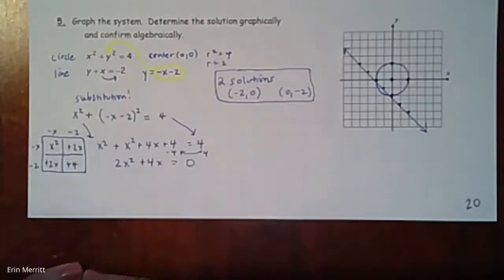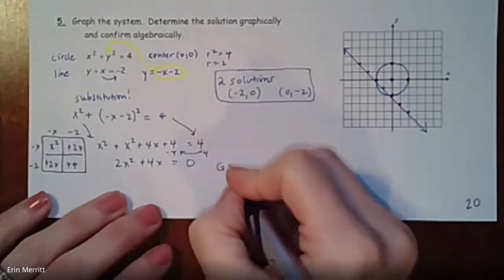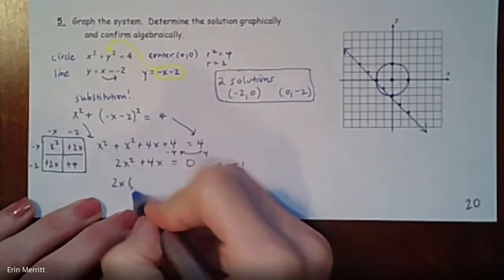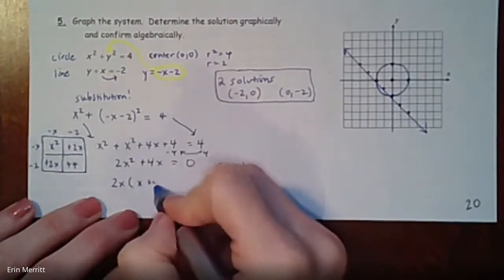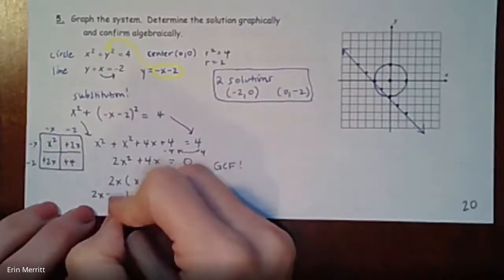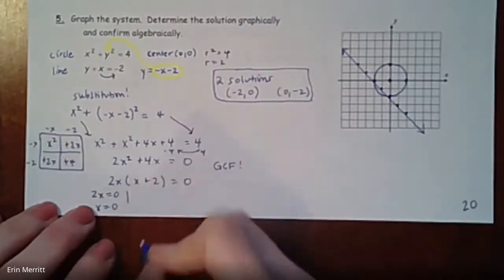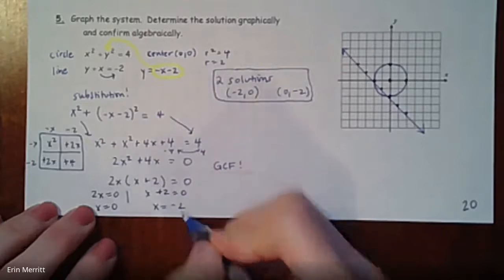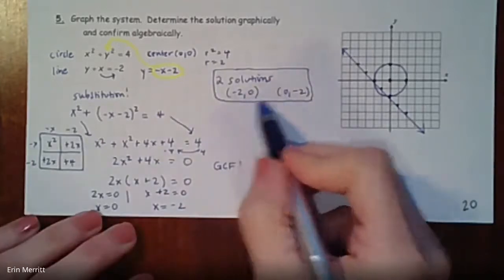Don't forget, when you're solving, you're looking to hopefully factor, and if you can, take out a GCF first. 2x can be divided out of each. You're left with x plus 2. And then right here, set that equal to 0. You get x equal to 0. Set this equal to 0. You get negative 2. There's my x values.